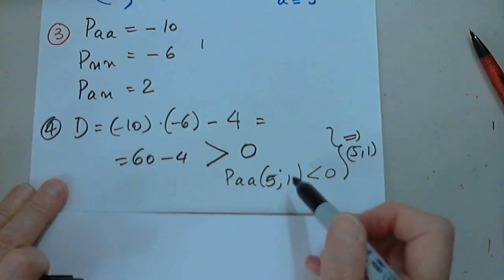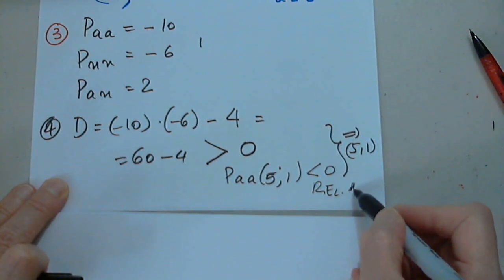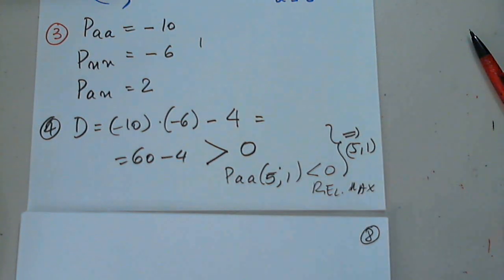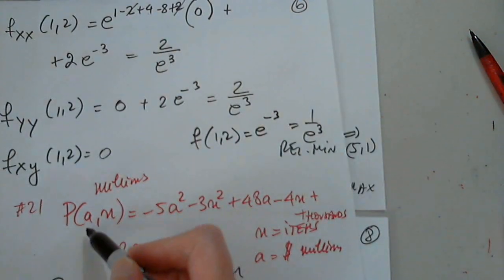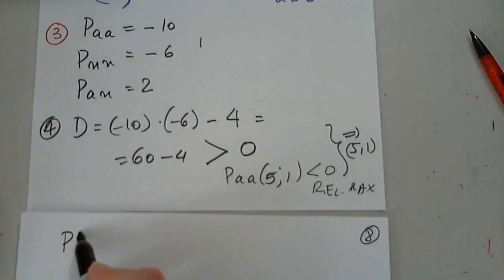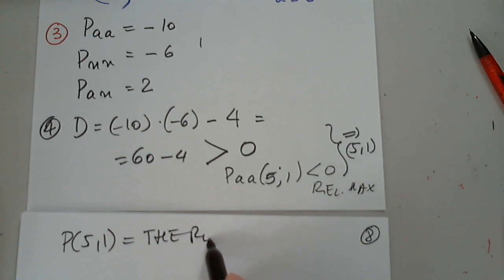Because the PAA is negative. Yes, a relative max. What is the relative max? I have no clue. I have to plug in 5 here and 1 here, and I'll know. So P of 5, 1 is the relative max, but I have to calculate it.